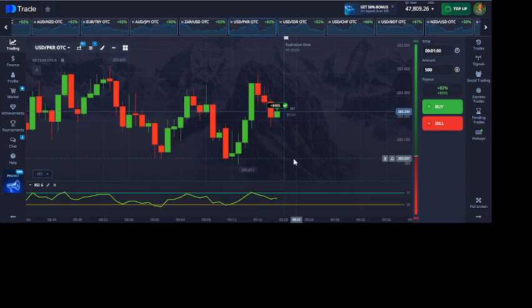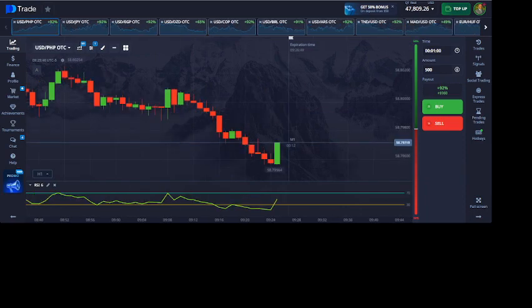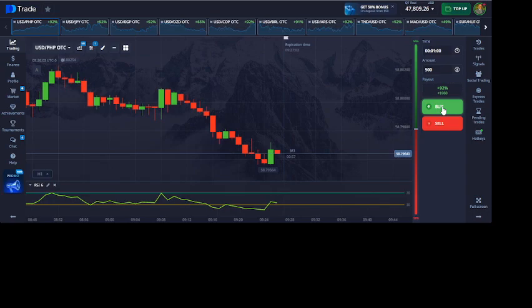Okay, so we're in the money here. All right, let me pause the video and look for one more setup. Okay, so I'm on the USD PHP OTC pair, and I'm waiting for this candle to close and the RSI line to close above the 30 line here. Okay, here we go. All right, so I just took a buy trade, okay?